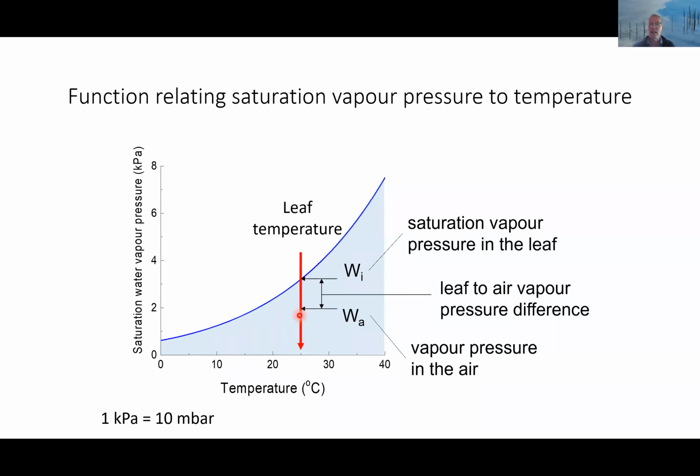Now, air is very rarely 100% humid, and so air typically, if it was 50% relative humidity, would be sitting at this point. And so there is a gradient in water vapor pressure from inside the leaf to outside, and this is referred to as the leaf-to-air vapor pressure difference. And it is that gradient that drives transpiration. Also, if you have very humid air and cool it, at some point you'll hit this curve, and at the point you reach there, you'll get condensation forming and water vapor will drop out of the air and return to a liquid state.